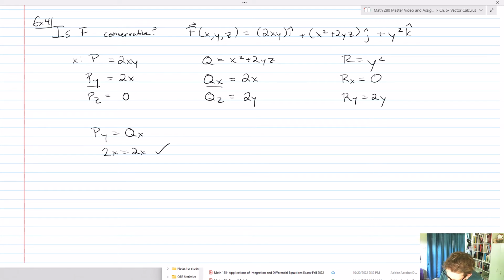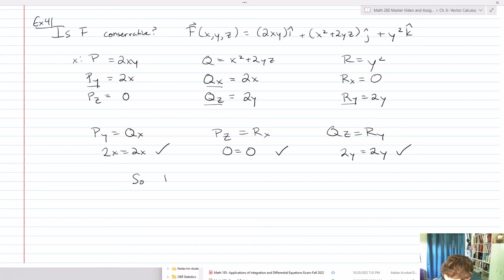Then we go in, we've got pz. Pz has got to equal rx, right? xz, zx, and we end up with 0 equaling 0, check. That works. And then also we're going to need that qz equals ry. Let's check if that's the case. We get 2y equals 2y. And then also, they equal each other.